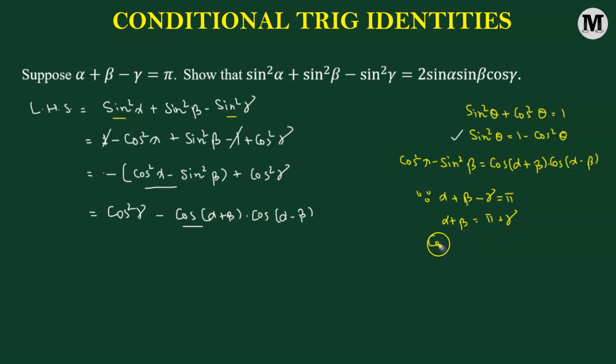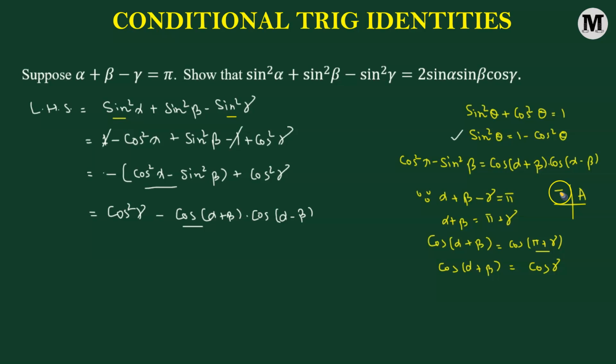Now let's take the cosine function on both sides. So we get cosine of alpha plus beta equals cosine of pi plus gamma. So what is cosine of pi plus gamma? That's simply going to be cosine gamma, but we'll also have to take care of the sign. Pi plus some angle theta means we are in the third quadrant. Now in the third quadrant, only the tangent function is positive.